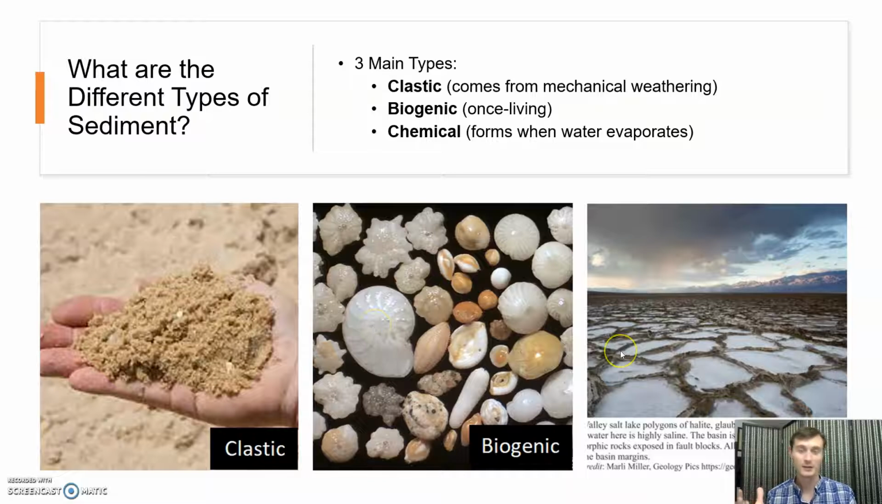And the final kind is going to be this chemical sediment here. Chemical how? Well, you imagine you have a different setting entirely. You have this salty lake bed, and water comes in and dissolves some of the salt. And then later, the water evaporates and precipitates that salt out. It leaves the salt behind. And as a result, you have this salty buildup. This is going to be chemical sediment.